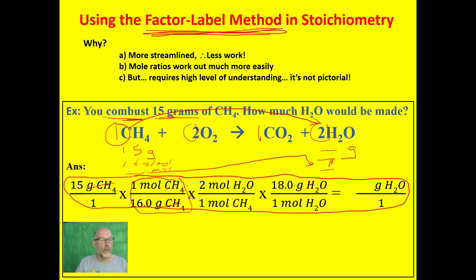So I want to get rid of moles of CH4, so I put moles of CH4 here. To get the moles of water, it's a 1 to 2 ratio. So moles of CH4 cancel with moles of CH4. Now I have moles of water. Now I want to get how many grams of water, so I want to cancel moles of water.